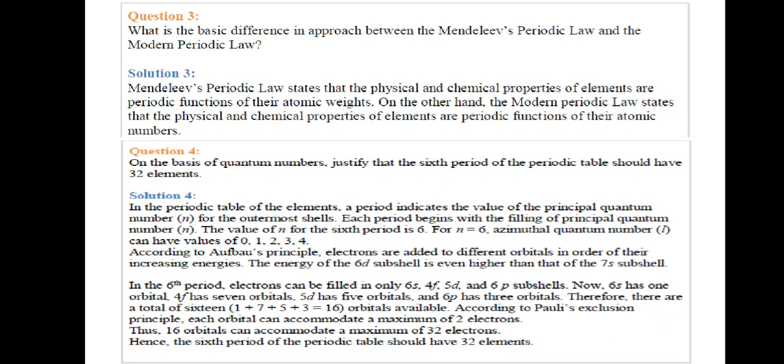इसके बाद, on the basis of quantum numbers justify that the sixth period of the periodic table should have 32 elements. क्वांटम नंबर के बेसिस पे जस्टिफाई करिए कि सिक्स्थ पीरियड में 32 एलिमेंट्स होने चाहिए.